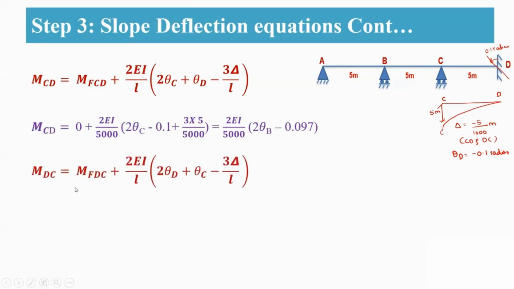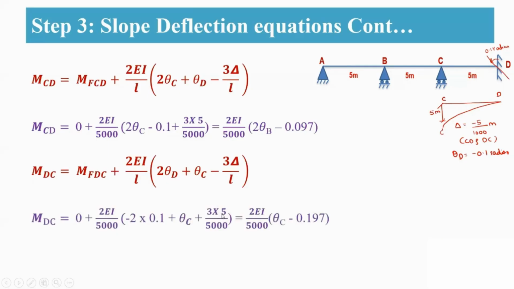Similarly, MDC will be equal to MFDC plus 2EI by L into 2 theta D plus theta C minus 3 delta by L. Here also you are going to substitute minus 0.1 in place of theta D, and plus 5 by 1000 in place of delta. By simplifying this entire equation you are going to get this. These are the final end moments by substituting all the unknowns and known values.